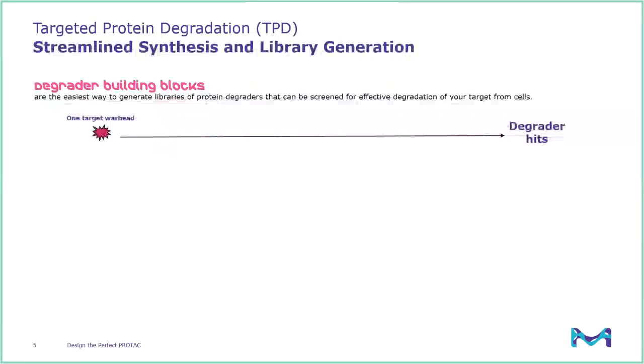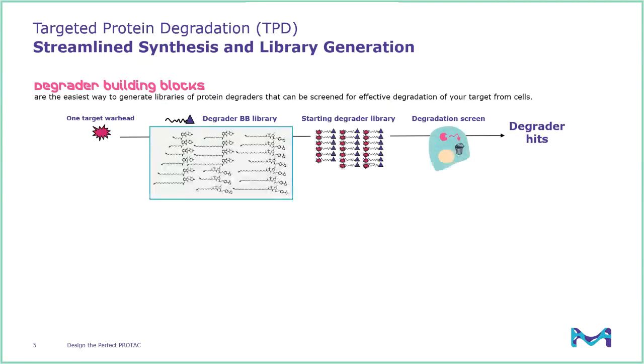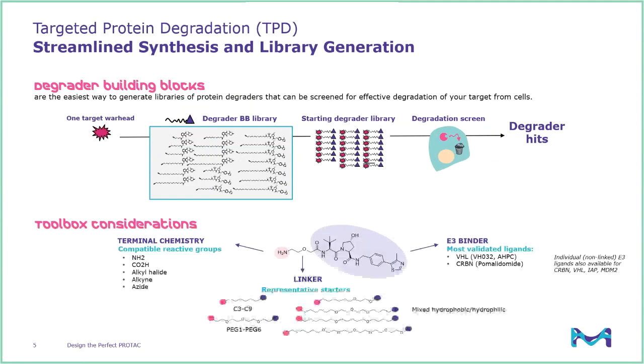So we in chemistry thought about how we can help accelerate researchers from one target warhead to a starting library and some degrader hits. And so we developed and launched a library of degrader building blocks that simplify not only the synthesis of one protein degrader, but a whole library. An example of a degrader building block is shown here, where it contains three components.